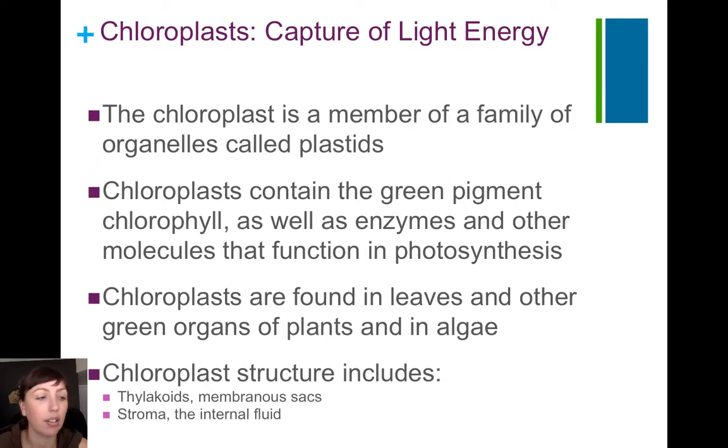Okay, let's talk about chloroplasts. Chloroplasts capture light energy. A chloroplast is a member of a family of organelles called plastids. Remember, we talked about mitochondria in the last lesson, and they have these plasmids of DNA in their structure. Chloroplasts contain the green pigment chlorophyll, as well as enzymes and other molecules that function in photosynthesis. They're found in leaves and other green organs of plants and in algae. The structure includes thylakoids, which are membranous sacs, and the stroma, which is the internal fluid.